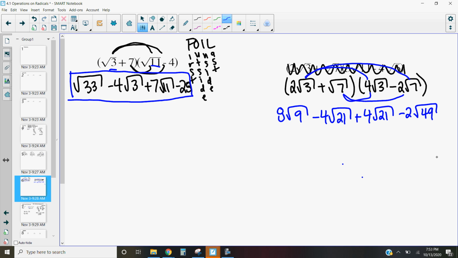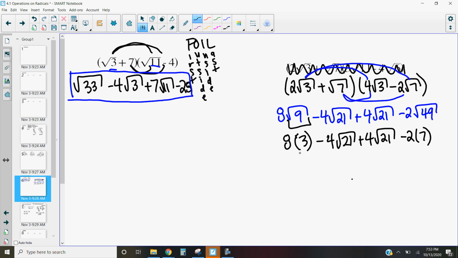Now let's talk about these square roots and see if they simplify. Well, this one right here, the square root of 9, that's 3. So really I've got 8 times 3. Well, that's not pretty. 8 times 3 minus 4 times root 21. Root 21 won't simplify. Plus 4 times root 21. And then the square root of 49, well, that's just 7. So now let's combine these. 8 times 3 is 24. Negative 4 root 21 plus 4 root 21, well, those just cancel. And then I've got negative 2 times 7, which is negative 14. So this actually equals 10.